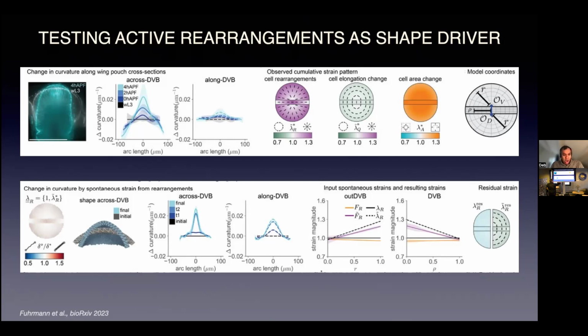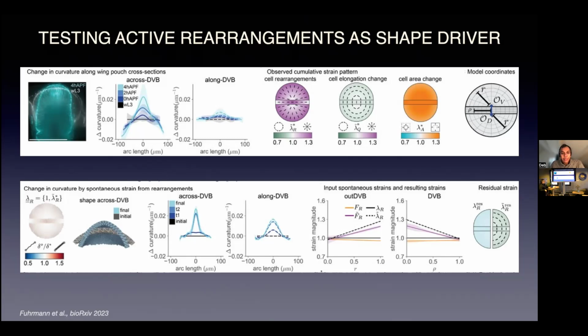And now look at this mapping of the residual strain. This looks just like that, right? Same color, same directions. And so this is a sign that perhaps the rearrangements really are an active driver, and the elongation component is passive, right? Because the residual strains and the associated stresses that came from just putting in the rearrangements matches what we saw in the elongations.